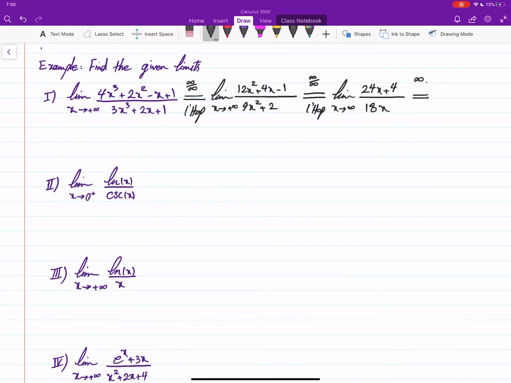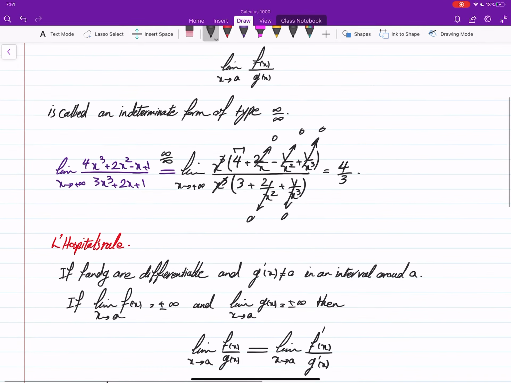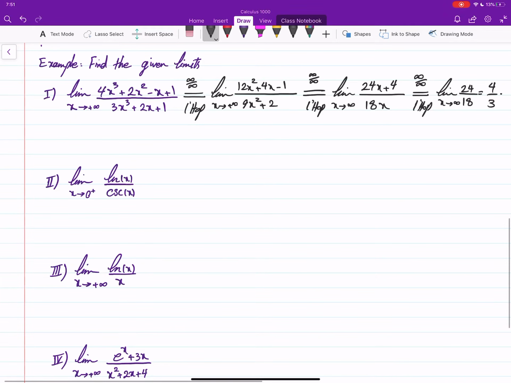And again, another time we get indeterminate form infinity over infinity and use L'Hopital rule another time. And what we get is the limit of 24 over 18 as x approaches infinity. And that gives us 4 over 3. Well, just a nice check now. You see that before we also got 4 over 3 here, and this gives us 4 over 3 again.